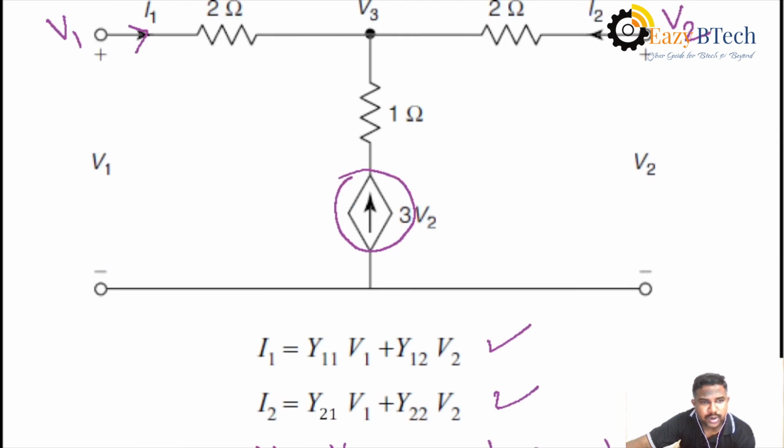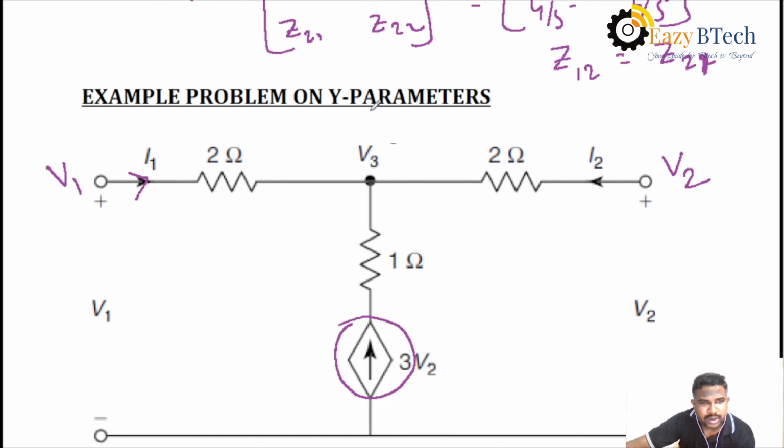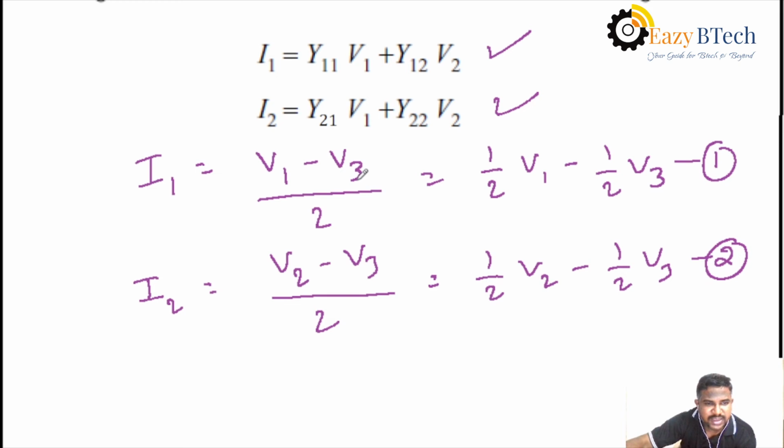This equation you can consider equation 2. Here the important point is at the middle node, the middle node V3. You must eliminate the value of V3 here. Why? Because we require the equations only in terms of V1 and V2. That's why we don't require the V3 node value. That's why at the V3 node you must apply KCL here.